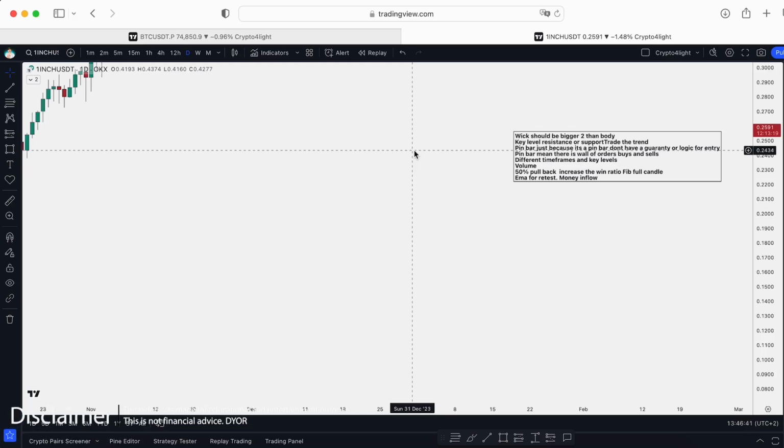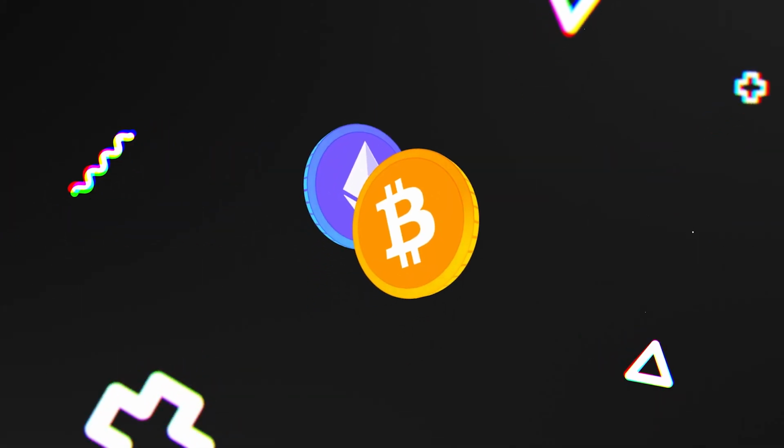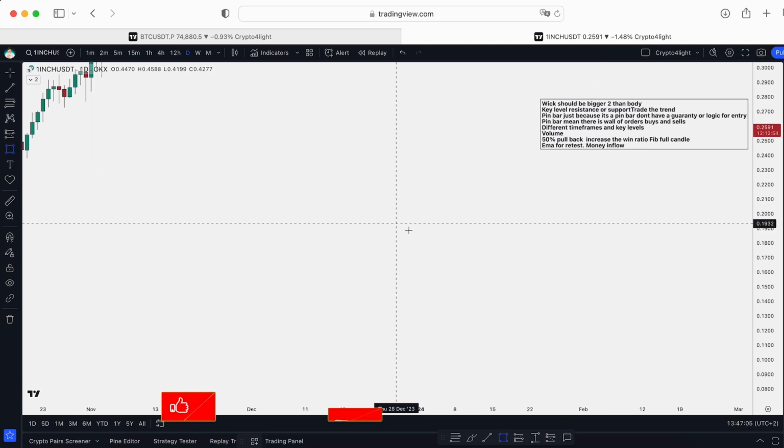Today we'd like to talk about the pin bar. It's one single candle which can give us information about a potential reversal move, up or down. Let's dive in. I'll leave the keynotes here, so I will explain all the information to you step by step.